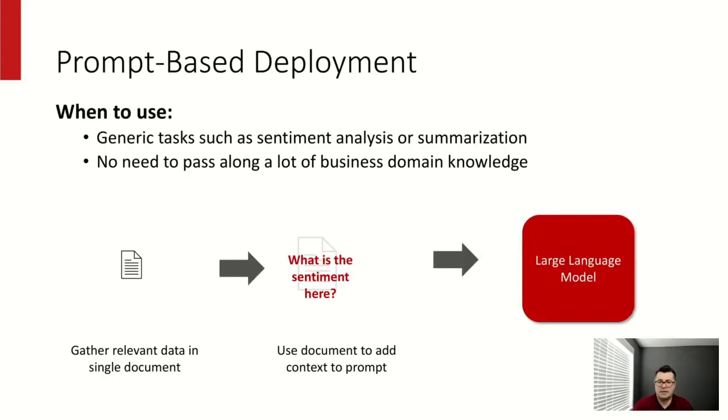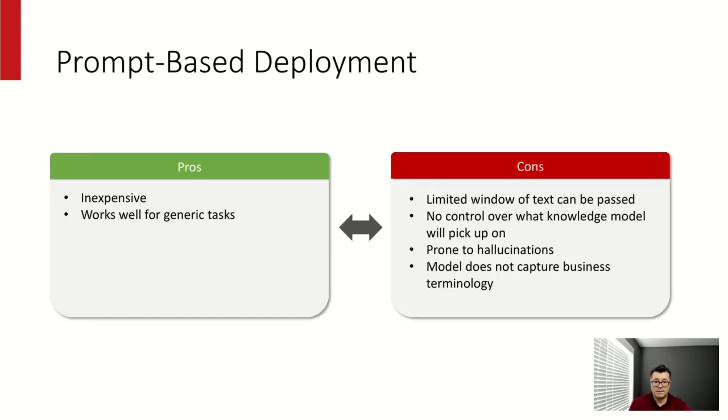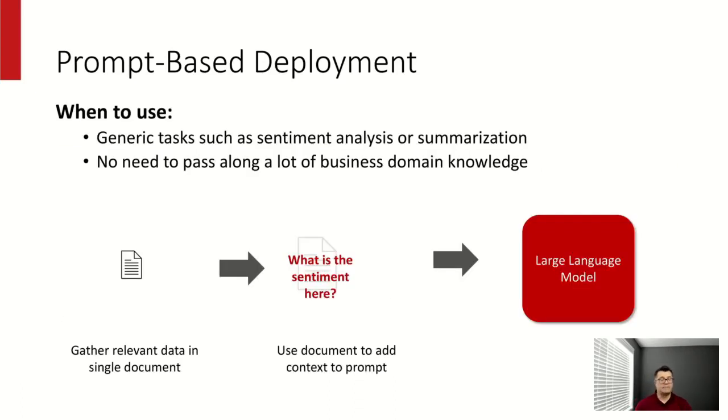So when it comes to prompt-based deployment, basically what that is, you're going to look at your business data. Let's say you have a document, and you put that document into the prompt, and then you ask a question regarding the document, and your large language model responds. So the nice thing about that is I don't have to tune the model. I could just literally go into ChatGPT, dump a big document, and ask a question.